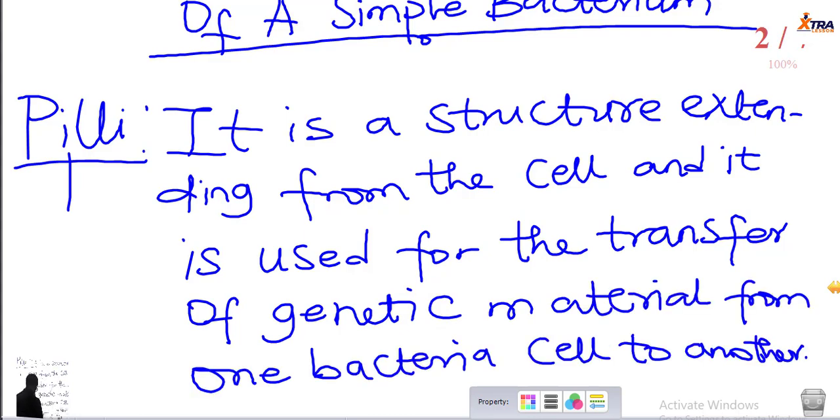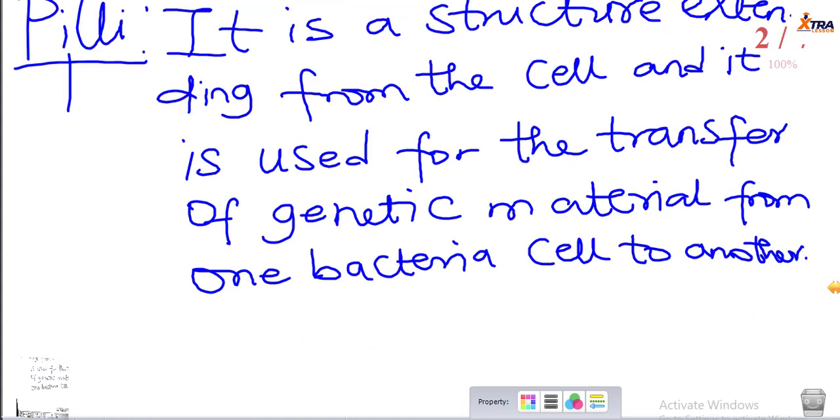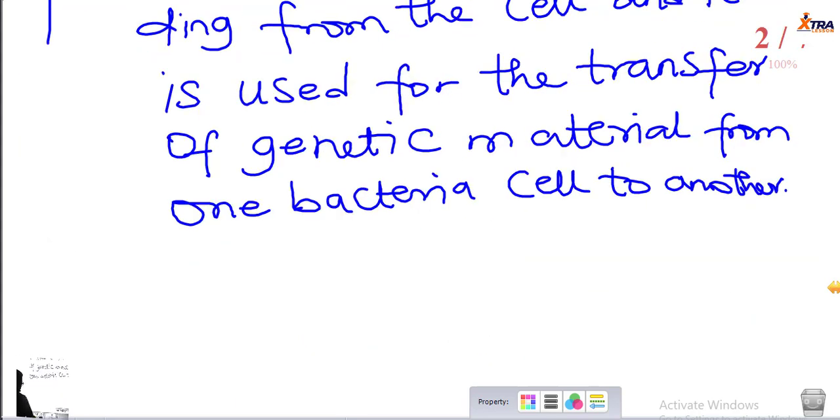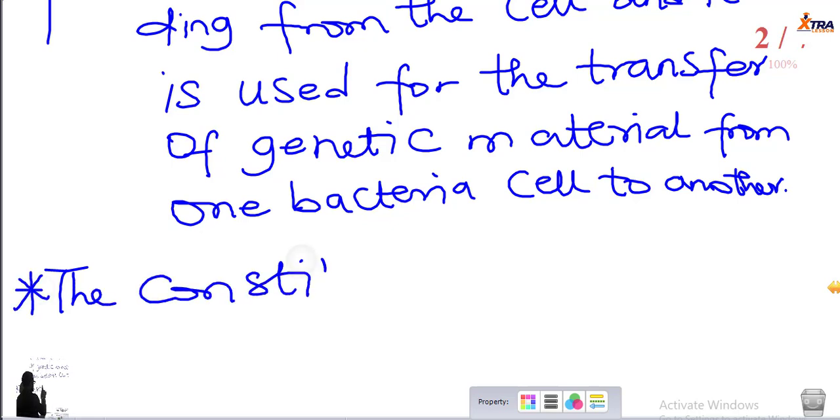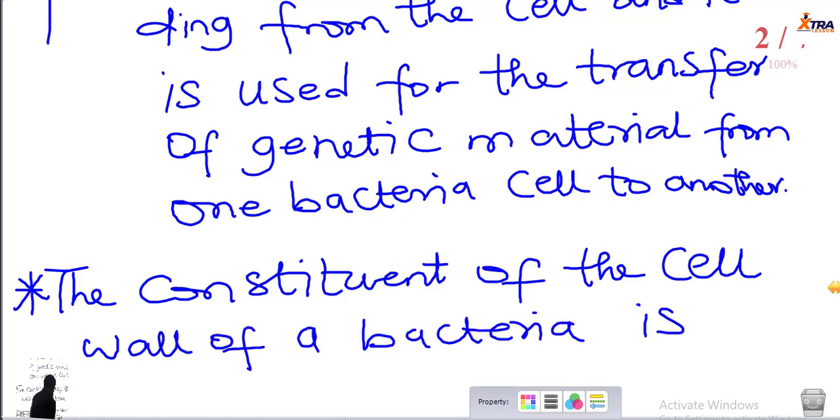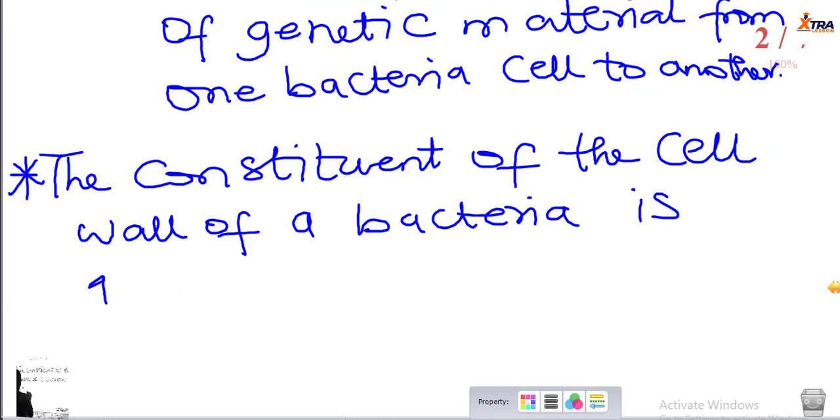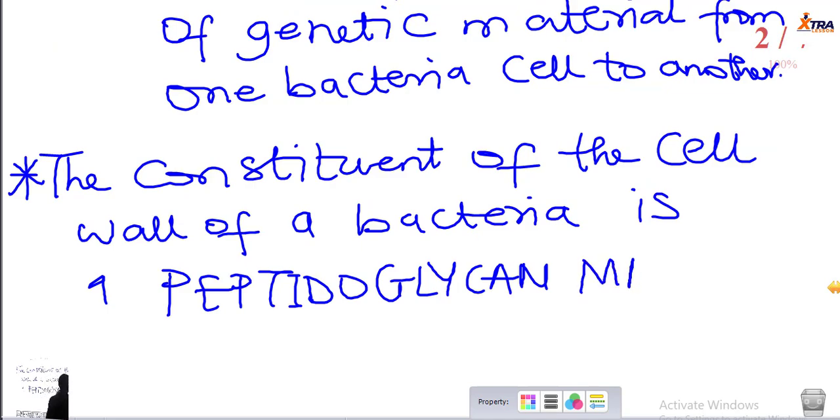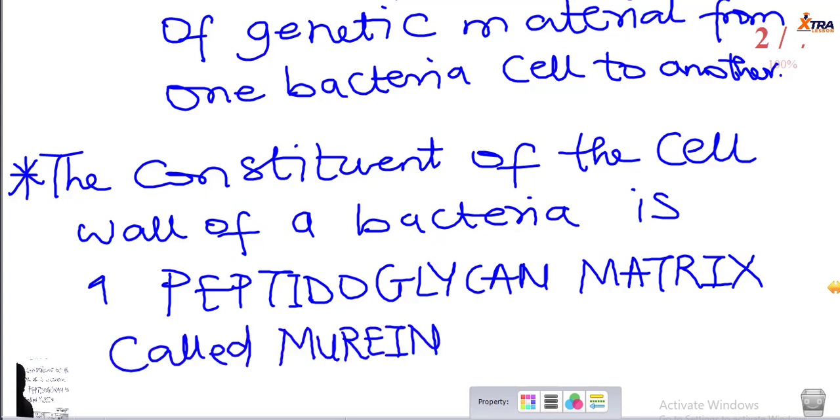Now, I say it again as a form of reinforcement, the constituent of the cell wall is another thing you need to note. The constituent of the cell wall of a bacteria is a peptidoglycan matrix called murein.